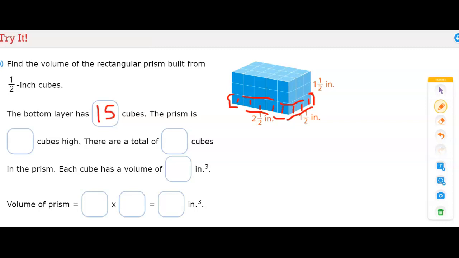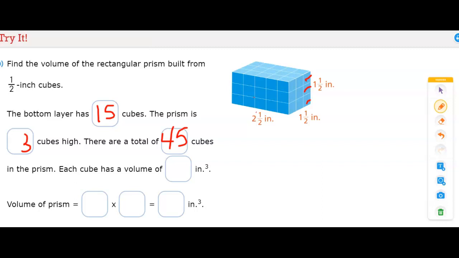The prism is blank cubes high. So let's see how many cubes high. We have 1, 2, 3 cubes high. And there are a total of blank cubes in the prism. So 15 times 3 is 45. That gave us the total amount of all of the cubes of that prism. Now, each cube has a volume of blank inches cubed.